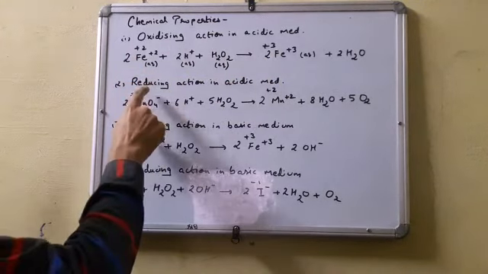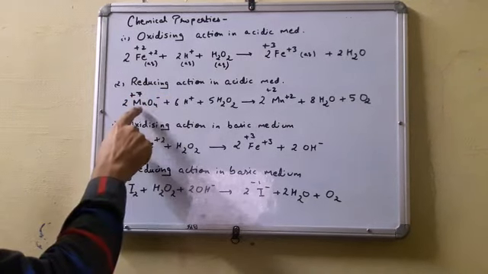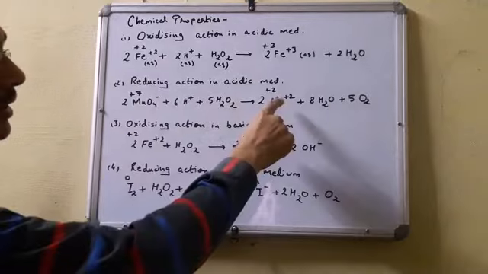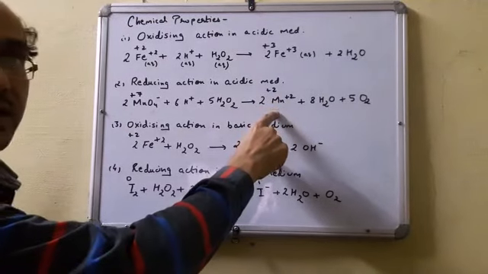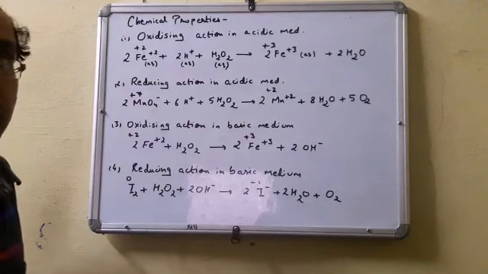Understood? Now reducing action in acidic medium. It reduces, just see. Here the oxidation state of Mn is plus 7, here it reduces to plus 2. That means decrease in oxidation number. In that case we say it acts as a reducing agent.